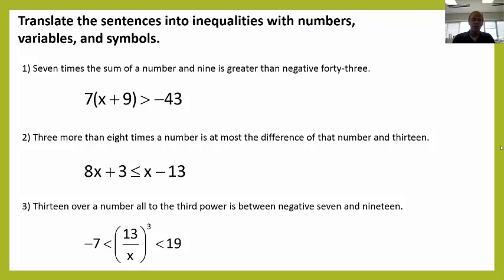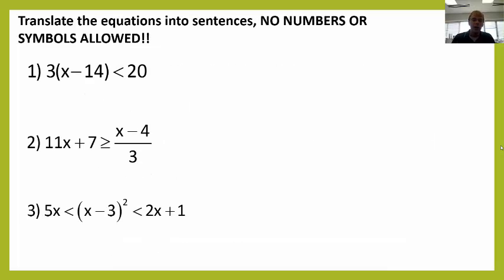So we're taking the 13 over x all to the third power is between, so bigger than negative 7, greater than negative 7, but less than 19. Let's go the other way now. Now you have the expressions, and we need you to write the sentences. So go ahead, pause the video, and write a sentence to represent each expression here. Ready, pause. Let's see how we did.